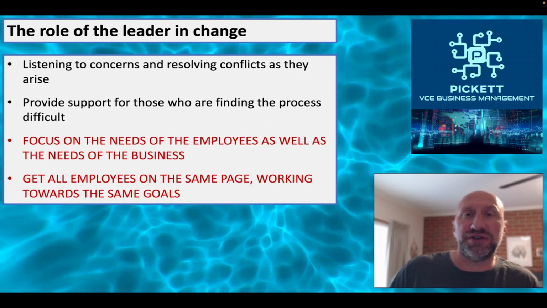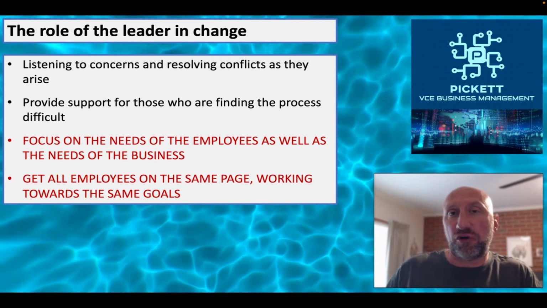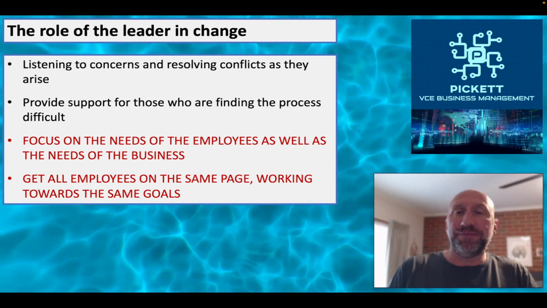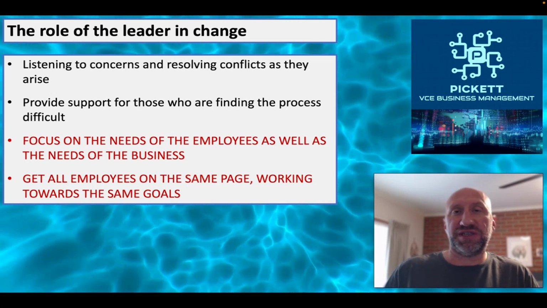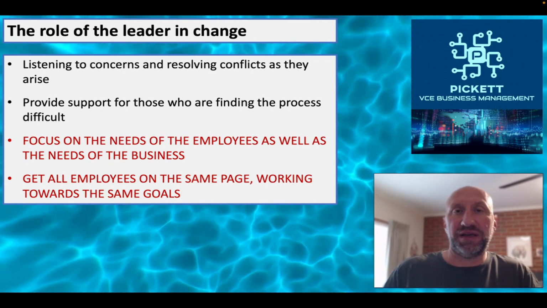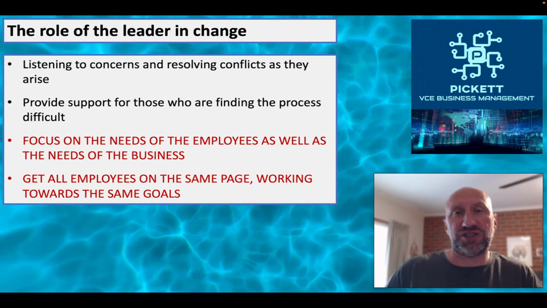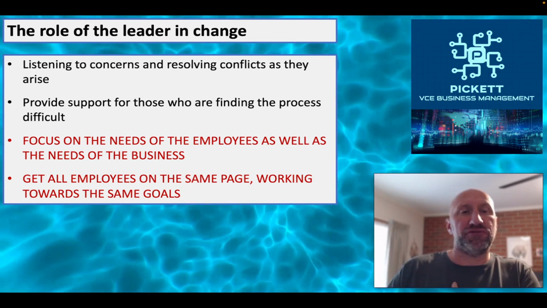Listening to concerns, resolving conflicts as they arise is another role you could say they need to fulfill. And providing support for those who are finding the process difficult. As we've said now many times, many employees are likely to be struggling with this. So providing support to them to help them through the change.